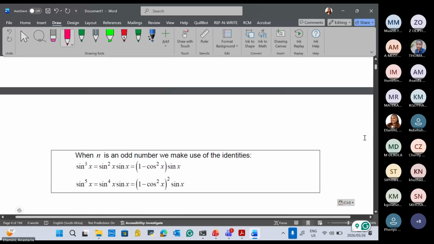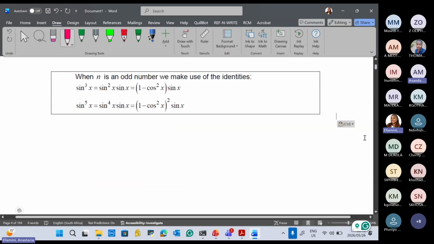Okay. There we go. So I think they were integrating. Please mute.